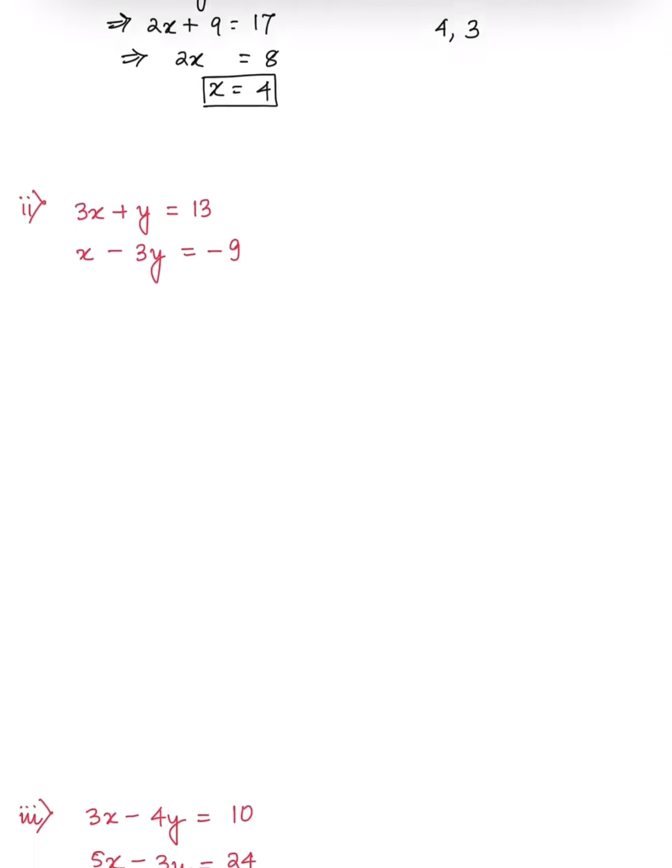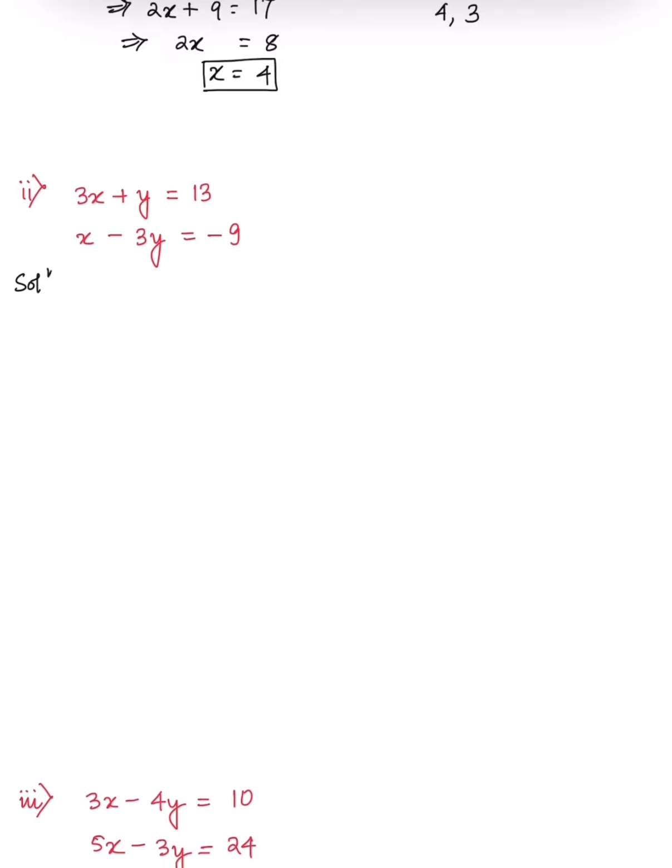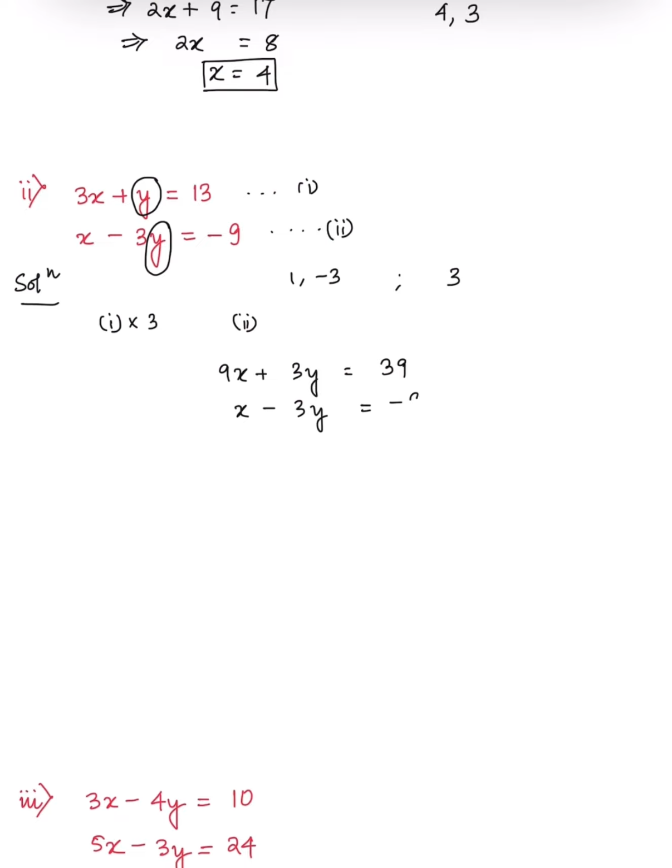Now moving on to the second. Here as well I have chosen y to be my variable. You can choose x, you can choose anything that you want. So the coefficients were 1 and minus 3. So the LCM was 3, right? Because that was the common factor. You don't have to do anything with equation 2 because it's already 3. So 1 has to be multiplied by 3. 2 remains the same. So 3 3s are 9x plus 3y will be equal to 39 and x minus 3y will be equal to minus 9.